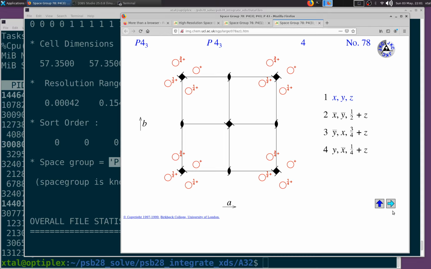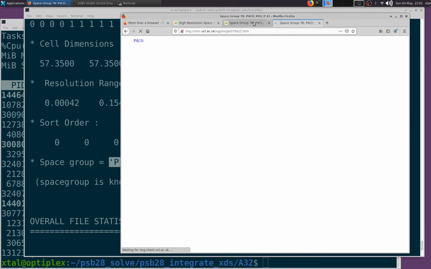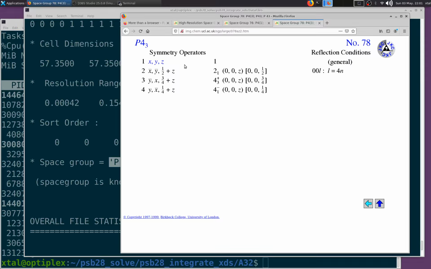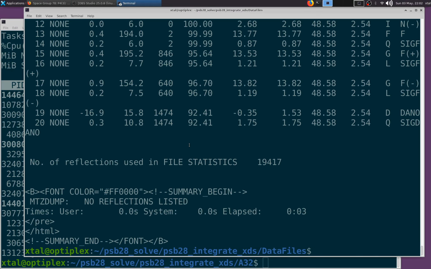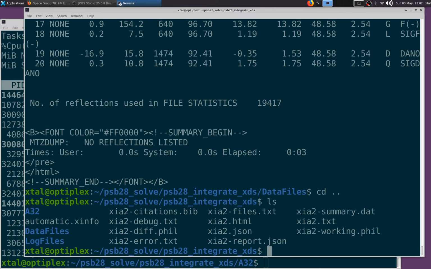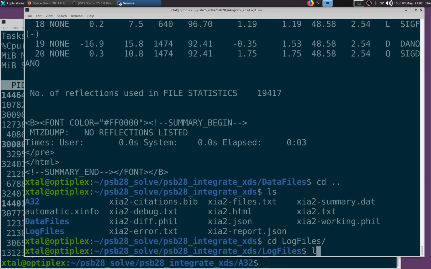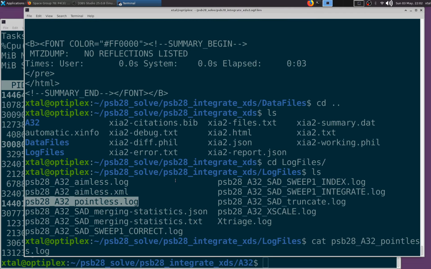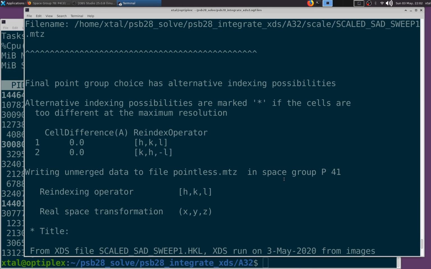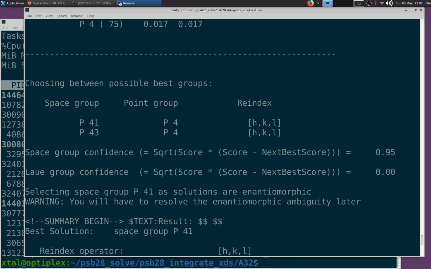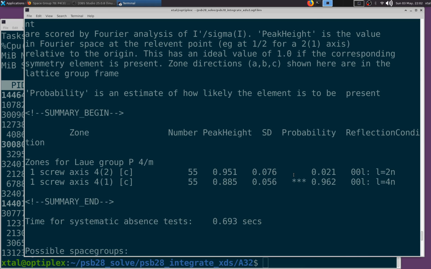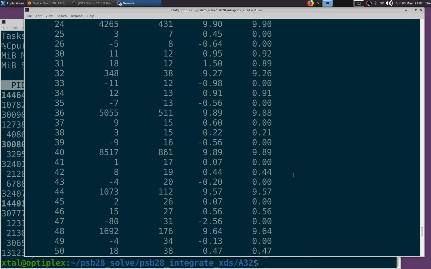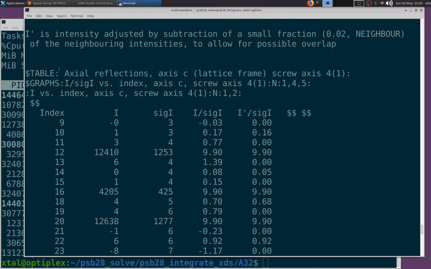We know that it's this from the absent axial reflections, so if we look at those, we get a reflection condition. Our L reflection, 0, 0, L, must be a multiple of 4. So if we look at the log files, the pointless should show us this. Here we go. So these are the axial reflections.